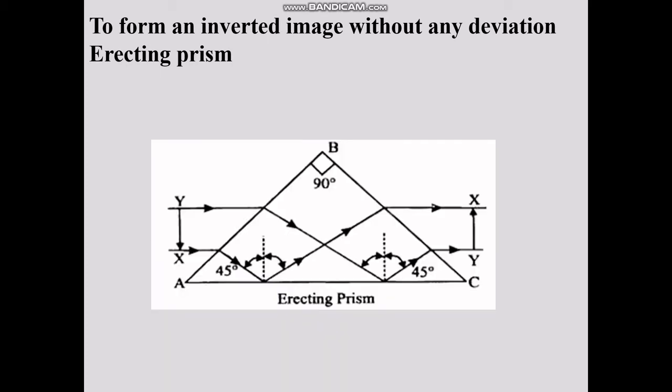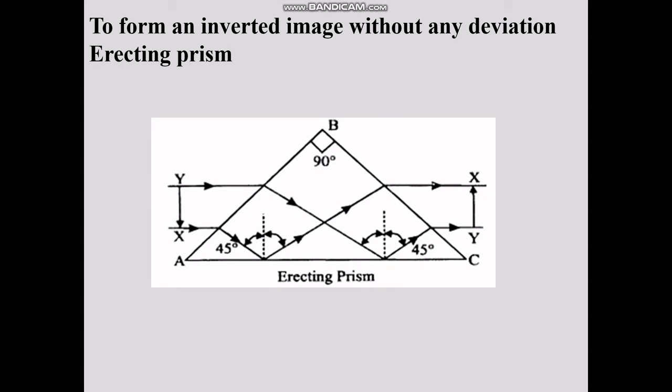Let's see how to form an erect image of an inverted object without any deviation using a prism. This is also known as an erecting prism since it will give an erect image of an inverted object. So over here, you can see a prism which has 90 degrees over here. The base angles are 45 degrees, 45 degrees. And this is the object which is upside down over here. The arrow is at the bottom.